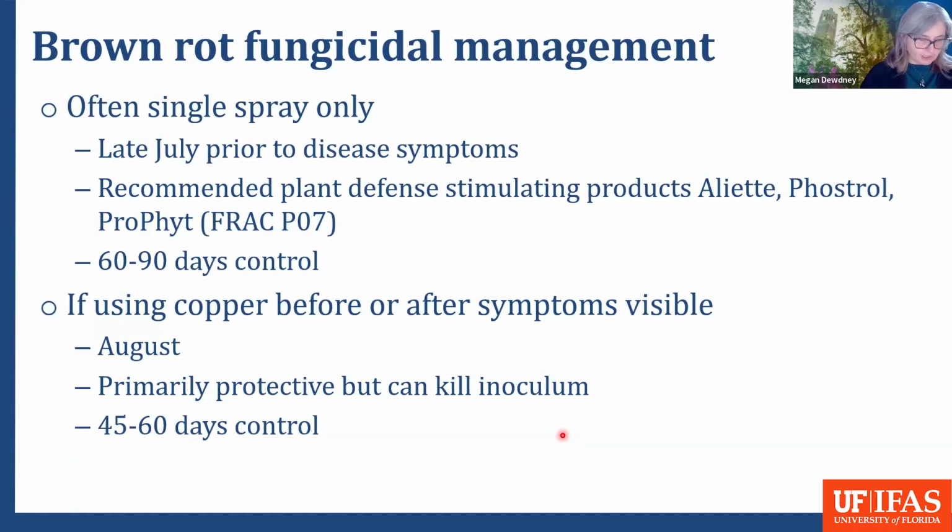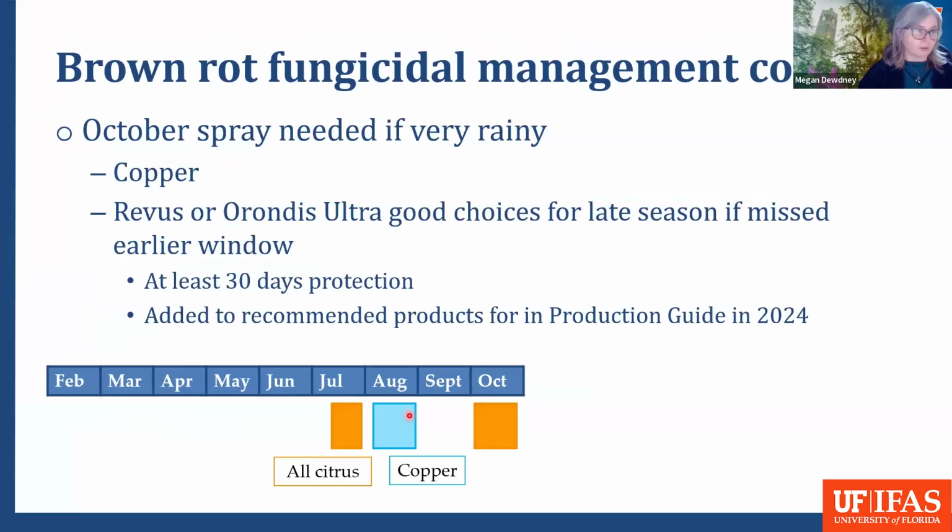So if you do have unexpected brown rot, then you might consider this in August. And then you get 45 to 60 days of control with copper. With the newer products, Revus or Verantis, they're a good choice for late season if you've missed that earlier window. Here we would want to put out a Prophyte. Here we could consider copper, and then here we would maybe consider Revus or Verantis.